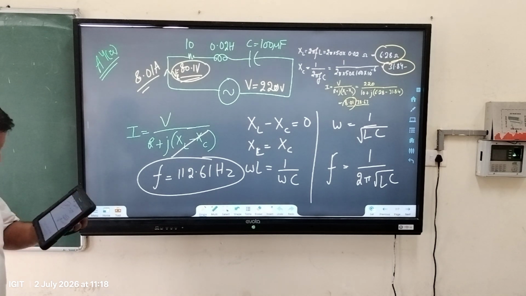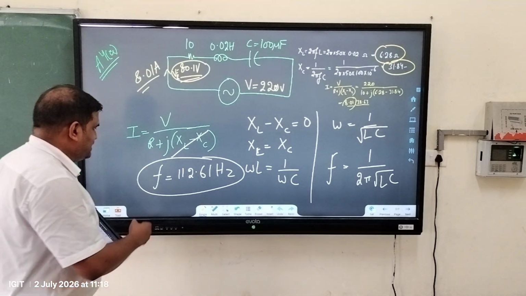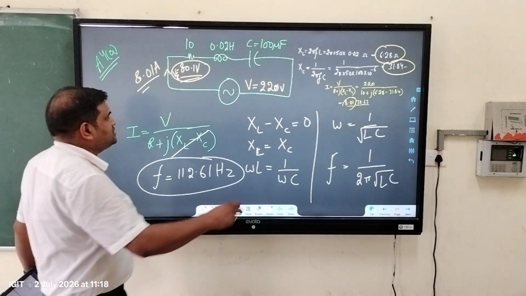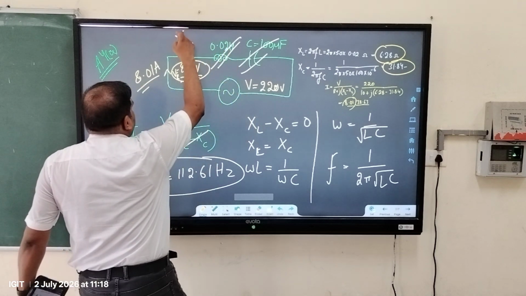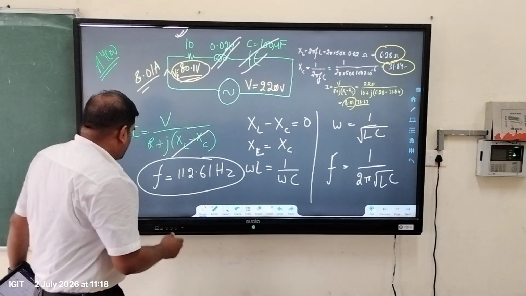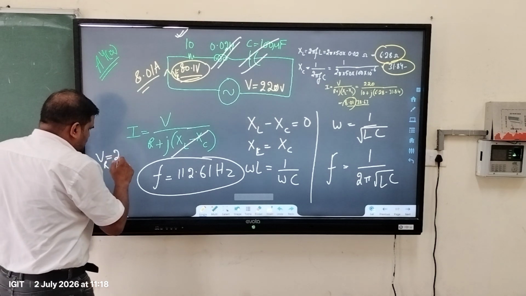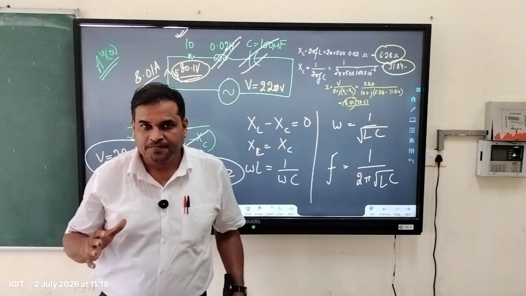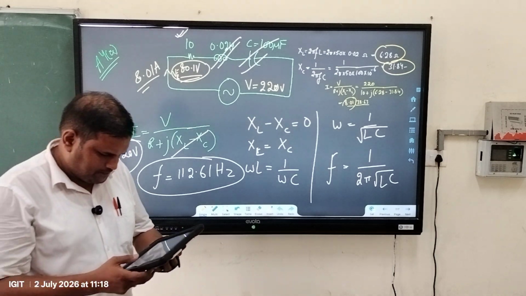Again, he is asking about the voltage across the resistor at resonance. It's common sense, because at resonance these two terms cancel each other. The only term remaining is 10 ohms. So 220 volts will be across the 10 ohm resistor. During resonance, the voltage across the resistor is 220 volts, the RMS voltage, right? So this is question number 4B.